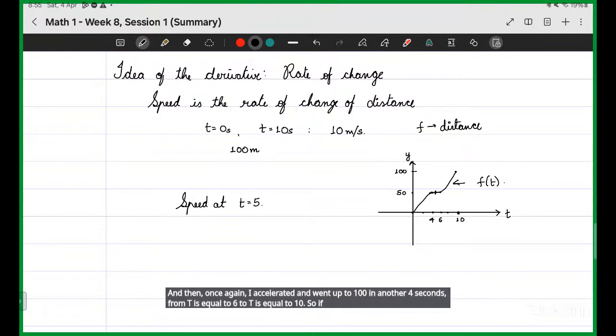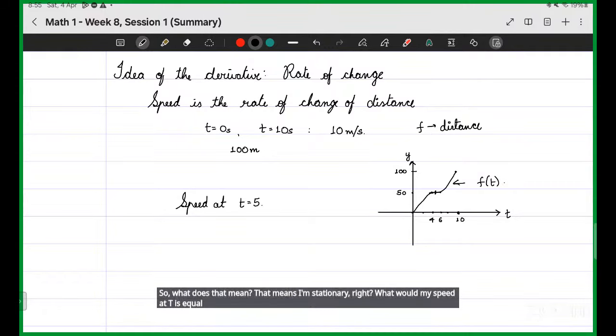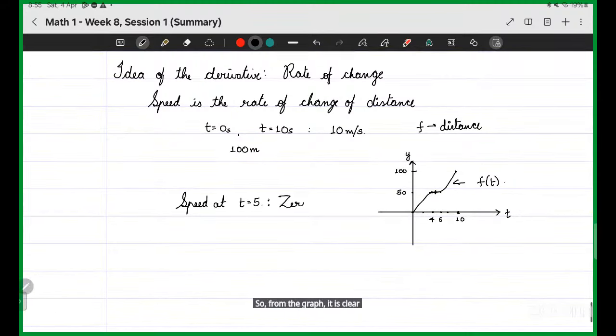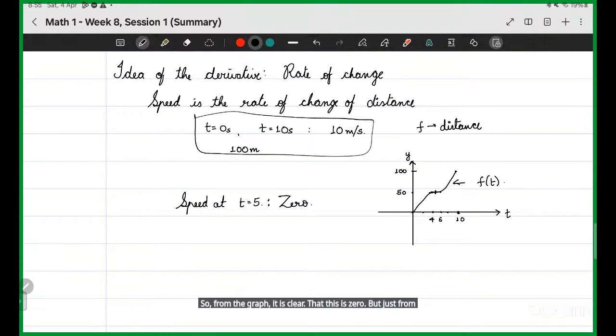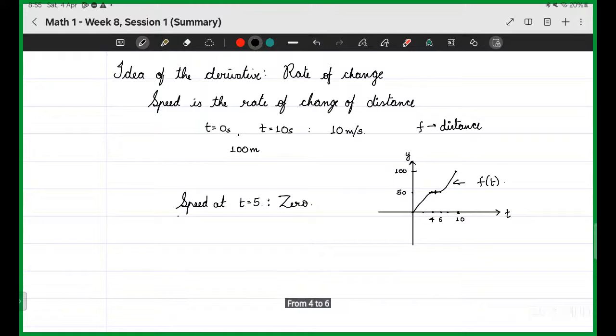So if I were to tell you, okay, what has happened between 4 and 6? Has my distance changed? No, sir. So what does that mean? That means I'm stationary, right? What would my speed at t is equal to 5 be? 0. So from the graph, it is clear that this is 0. But just from this story, it would not be clear. This is just a starting and ending point story. But if I look at the graph, I do get to know that from 4 to 6, there is no change in my distance. Hence, my movement is 0, my speed is 0.